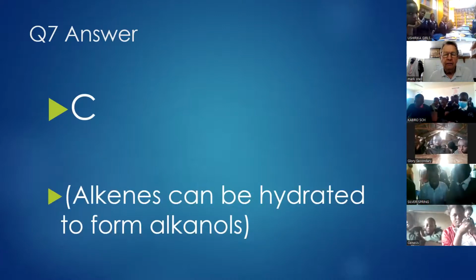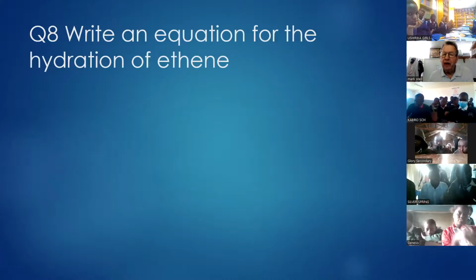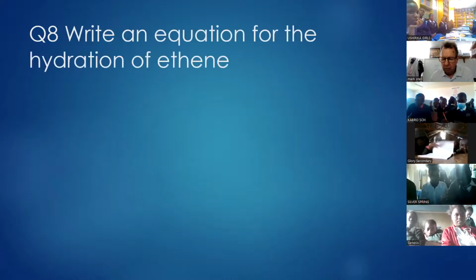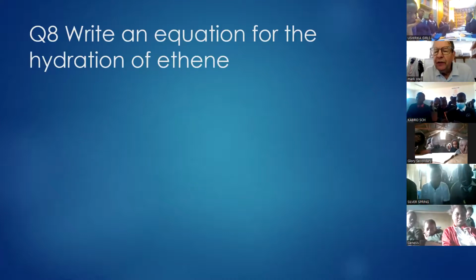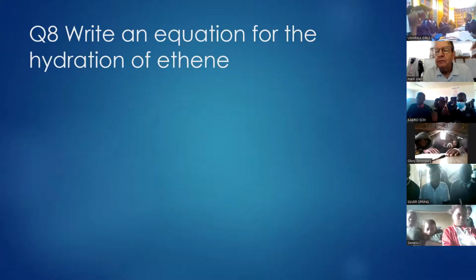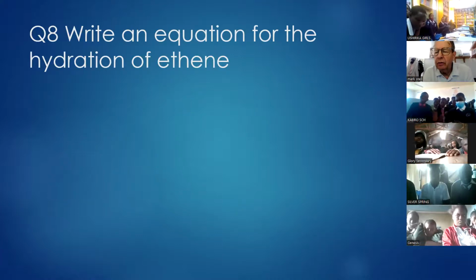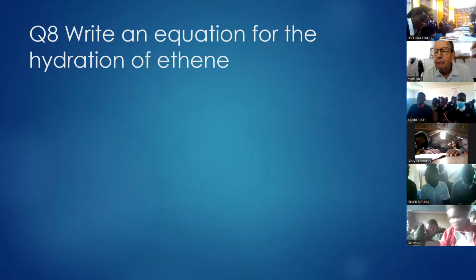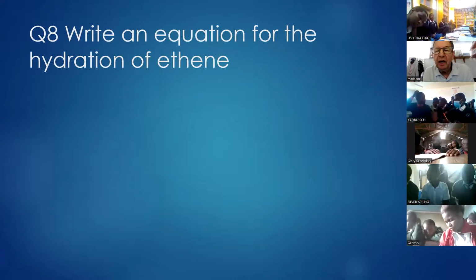Question 8. Only a few more. Write an equation for the hydration of ethene. So ethene is C2H4, and we're going to add water to it. So it's going to be C2H4 plus H2O equals what? Makes what? C2H4 plus H2O becomes what? This is quite a bit harder.